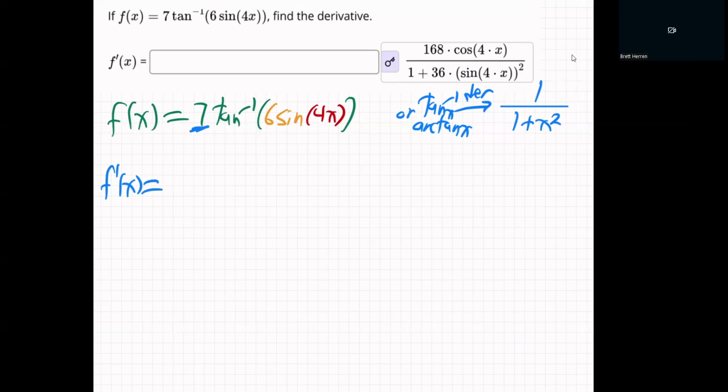Okay, now what about that 7 sitting in the front? Remember, numbers multiplying in the front of a function just sit there like a spectator, not doing anything. Times. Now, how do we do the derivative?